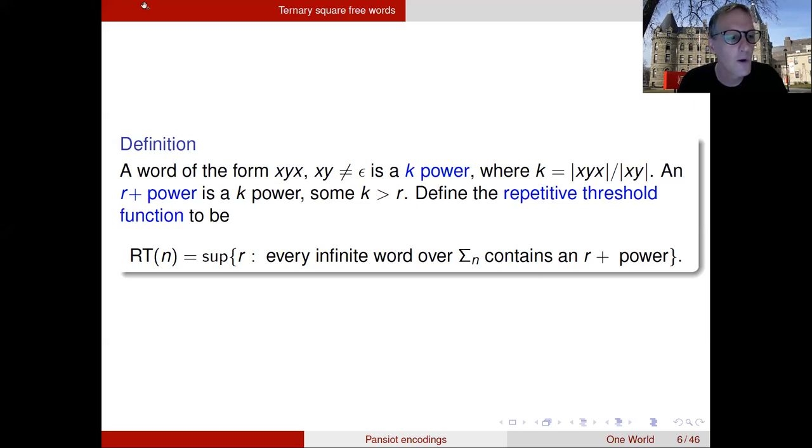Okay, sorry. All right, so a word of the form XYX, where XY is non-empty, is a K power where K is the length of XYX divided by the length of XY. An R plus power is a K power for some K greater than R. Now we define the repetitive threshold function RT of n. This is the supremum over R such that every infinite word contains an R plus power. So this is the largest unavoidable power over a word, or alternatively, it's the infimum of the avoidable powers.